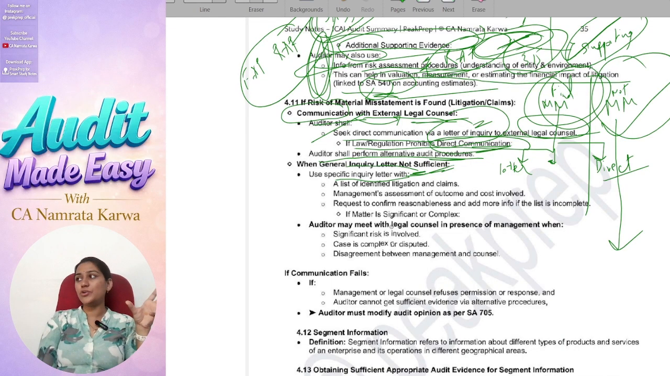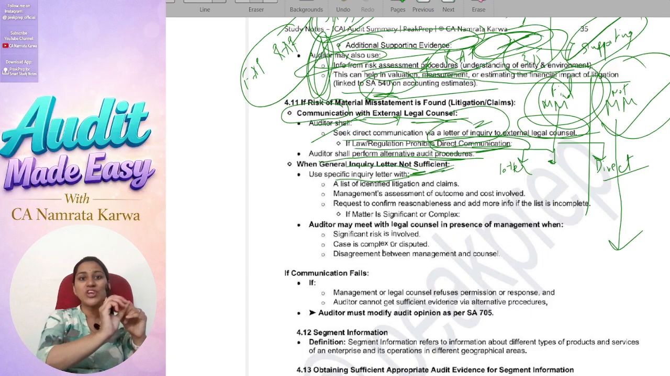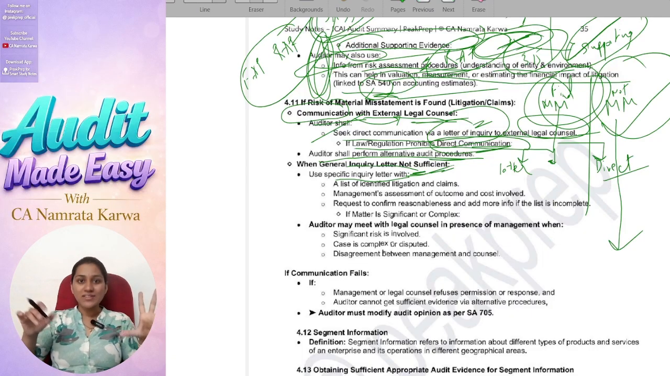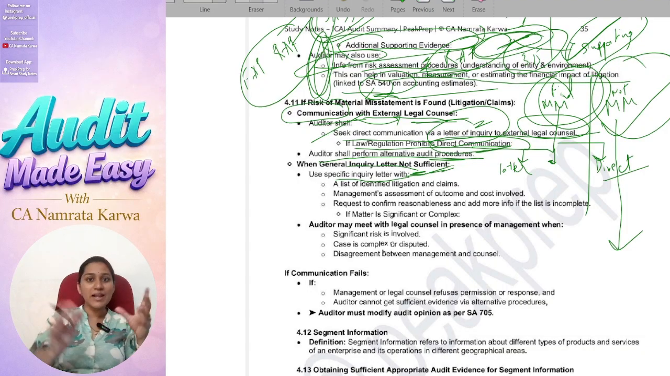If you are doing an internship also, you just know that every letter which the auditor sends has a definite pro forma, and every time you send to different customers, you just need to change the name, date and that stuff. In the same way, when you are communicating with external legal counsel, you have a letter pro forma. You will be changing the name on that letter and sending it to the external legal counsel.